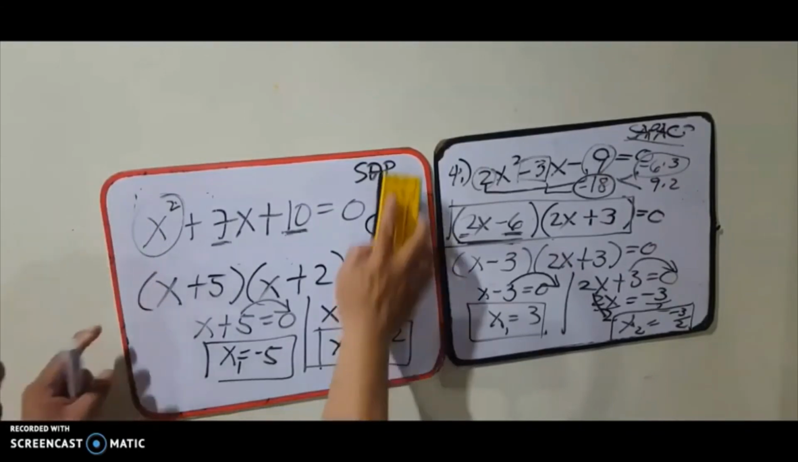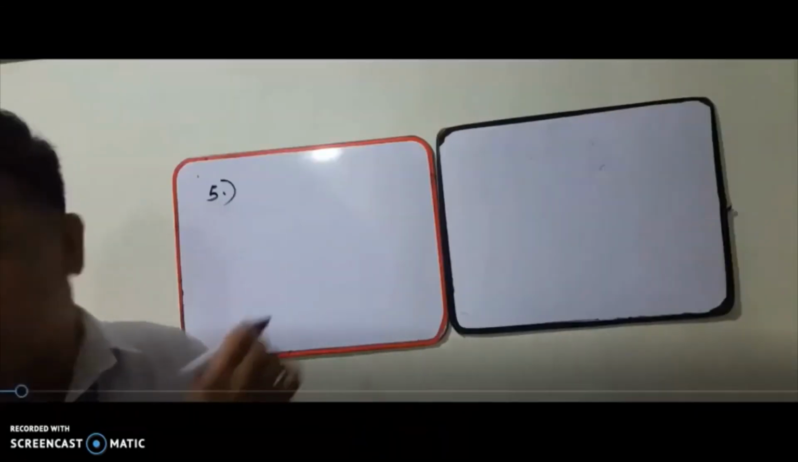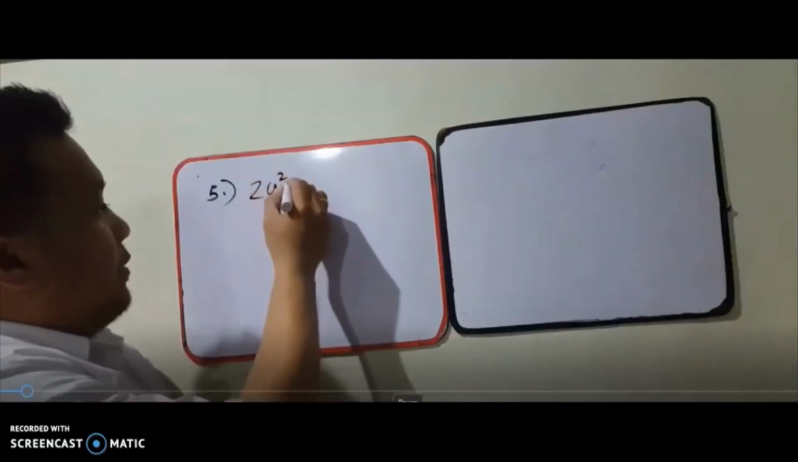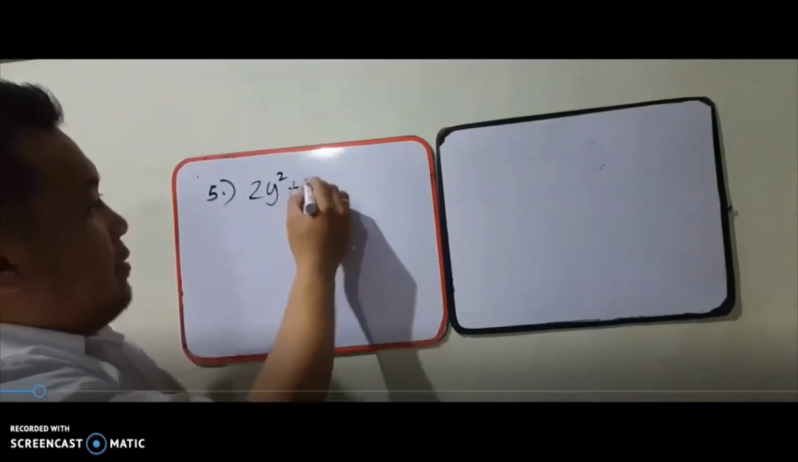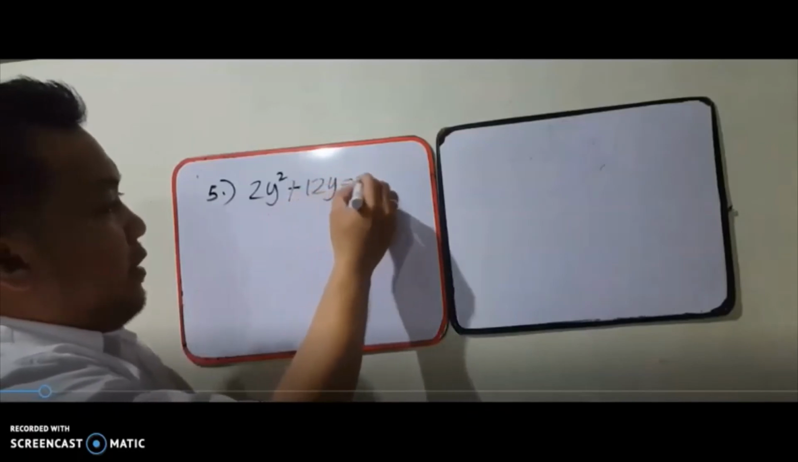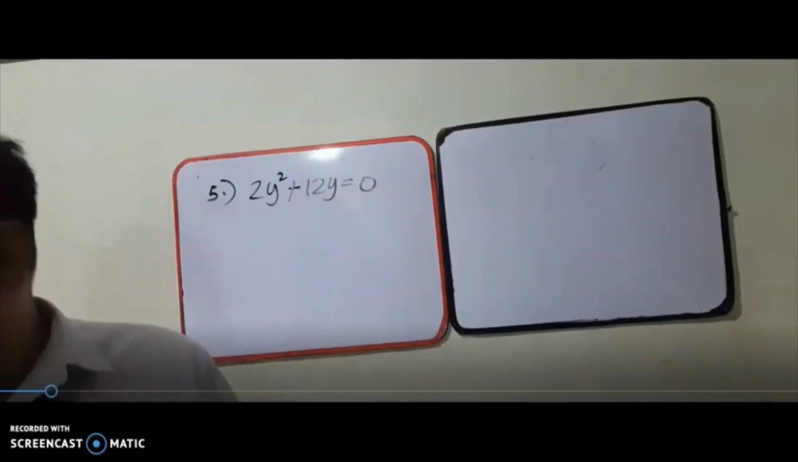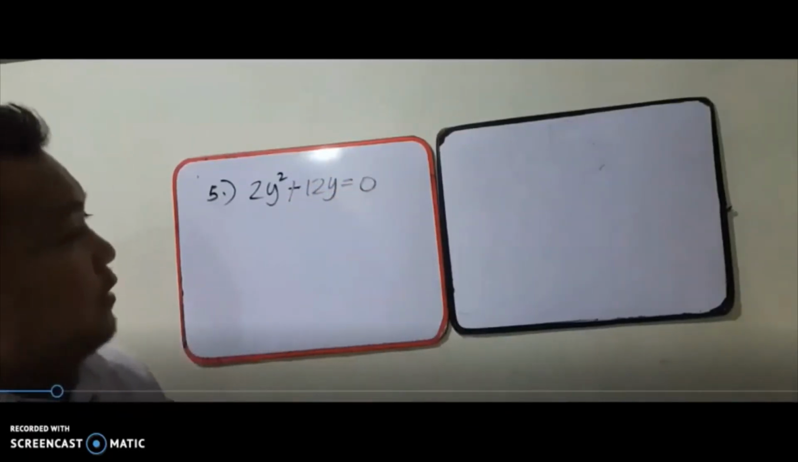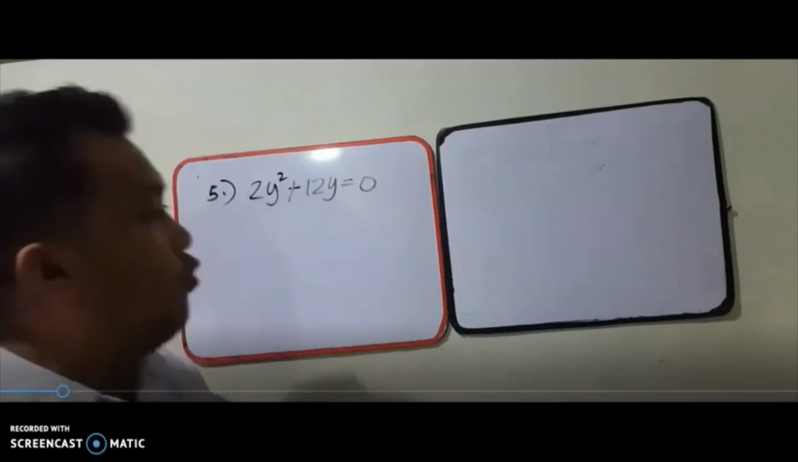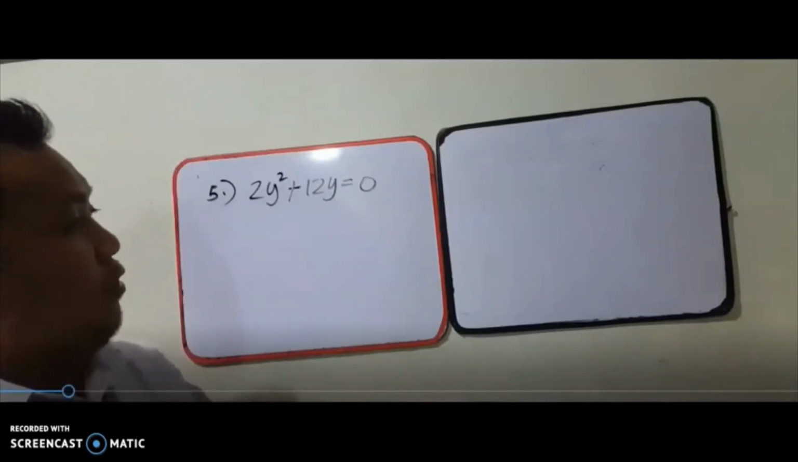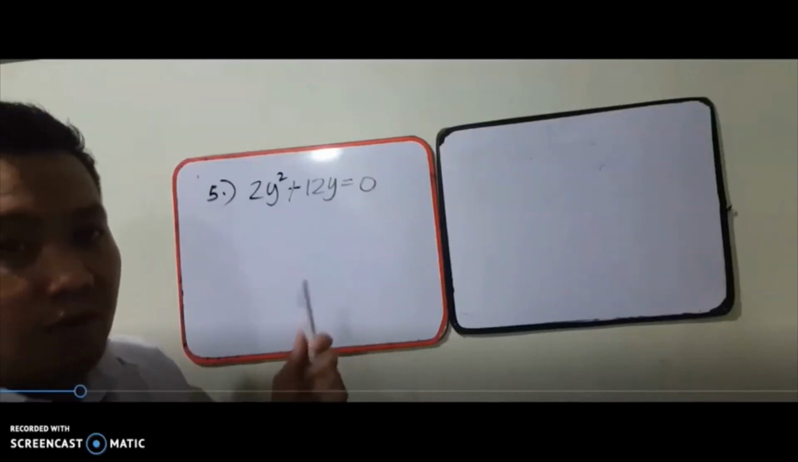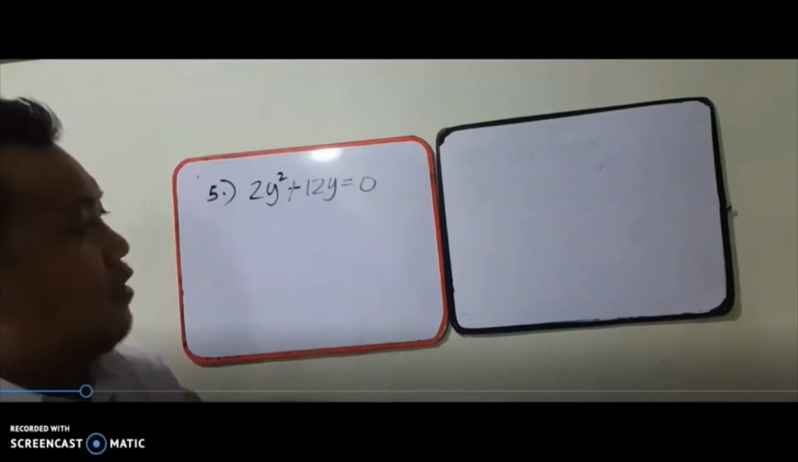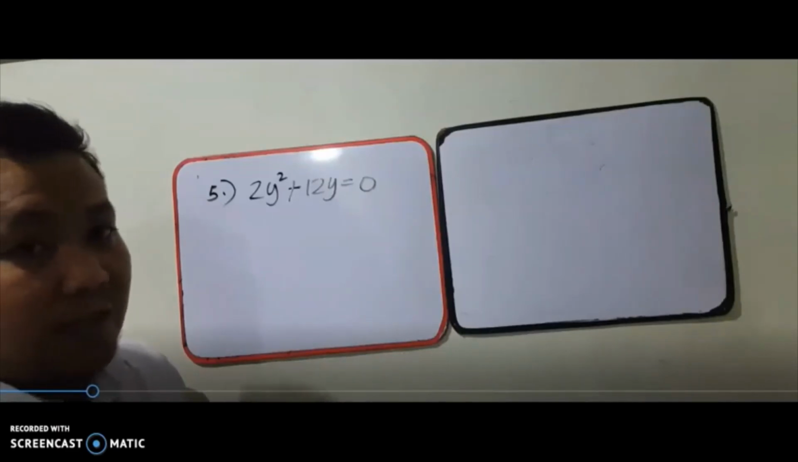But example number 5 is 2y squared plus 12y is equal to 0. So this is an example of a quadratic equation where c is equal to 0. So even though c is equal to 0, still we can consider this as a quadratic equation. So how are we going to solve this kind of quadratic equation?